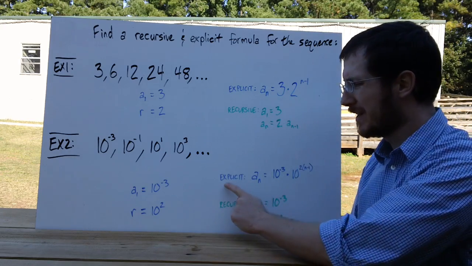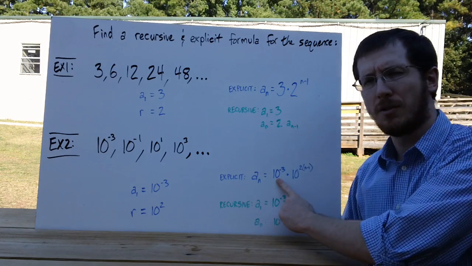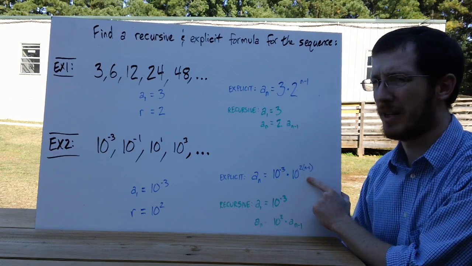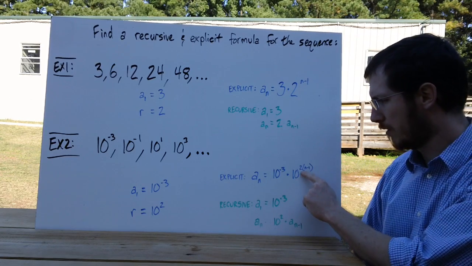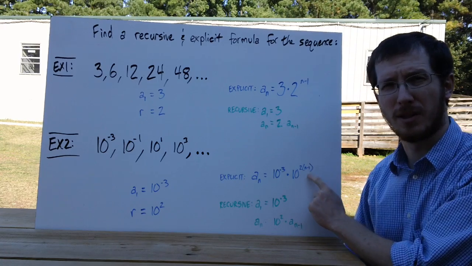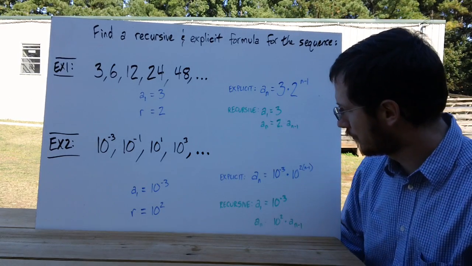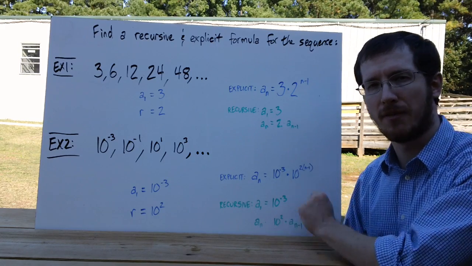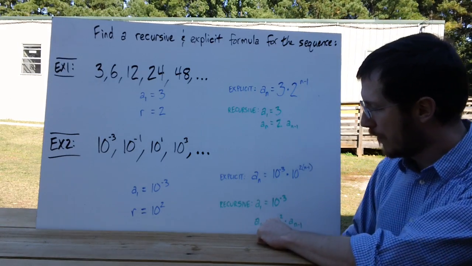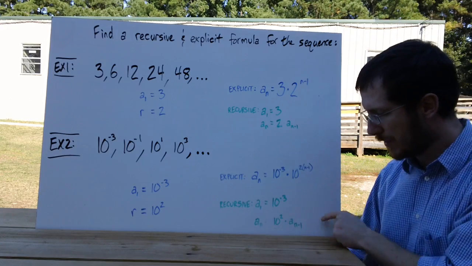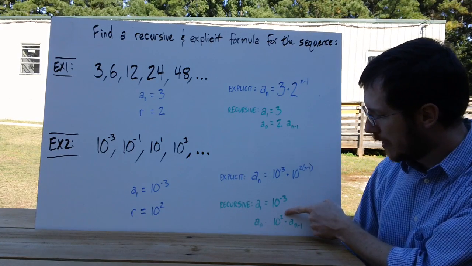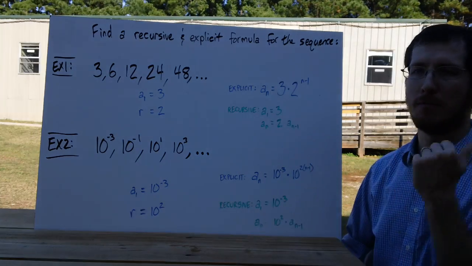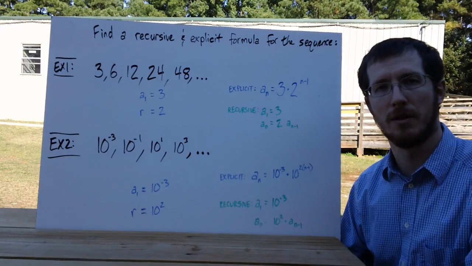So our two formulas. Explicit, we've got our initial term times our common ratio to the n minus 1 power. So you can write this as 2n minus 2 or just leave it factored out, either way. And recursively, we've got our initial term 10 to the negative 3rd, and we've got our function a sub n equals our ratio times the previous term. So we're just multiplying that last term by whatever our common ratio is to get the next term.